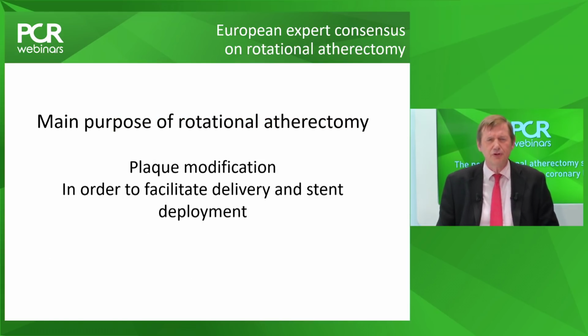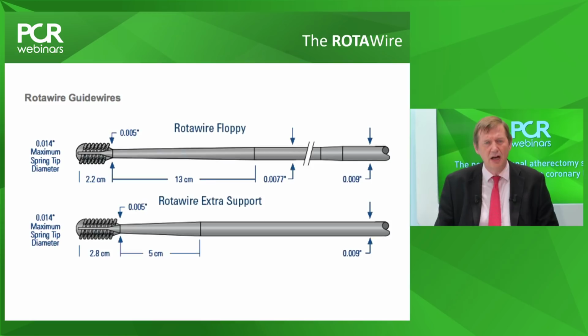The main purpose of rotational atherectomy is plaque modification. The concept of debulking has now gone, and the only purpose of this device is to facilitate delivery and stent deployment. There are some issues about the rotor wire, and Sagar, perhaps I could ask you to expand on that for us a little bit.